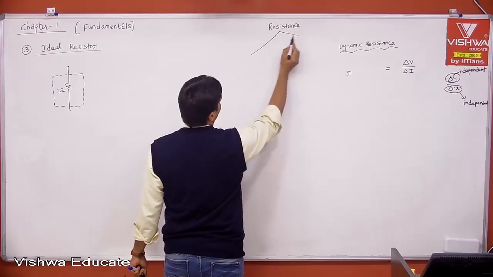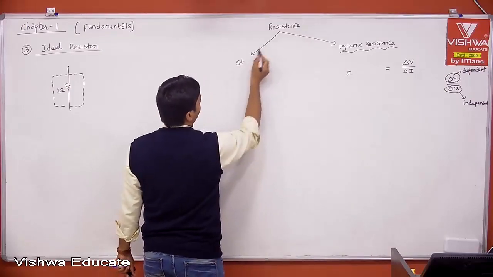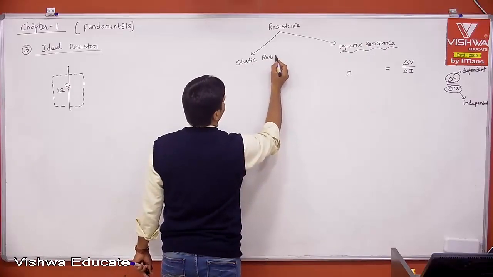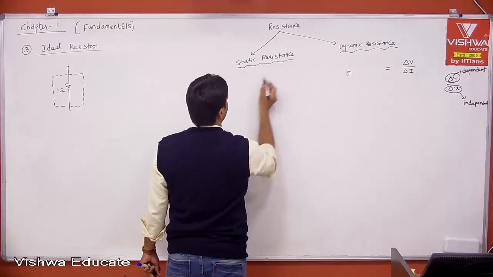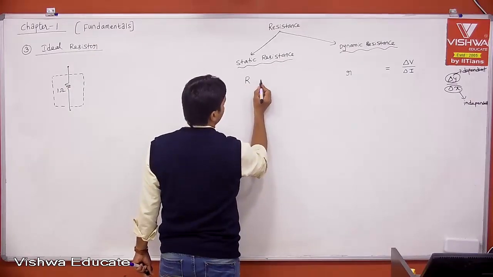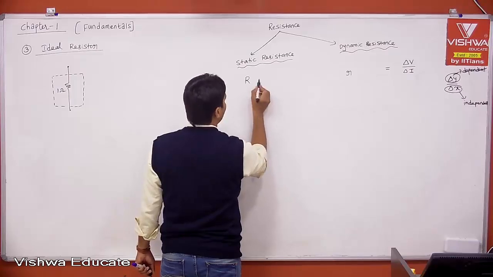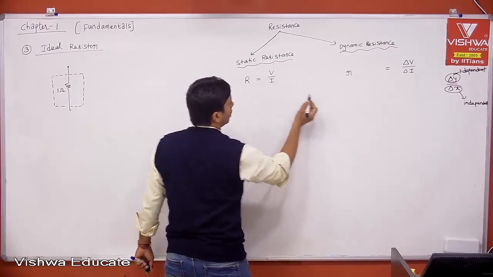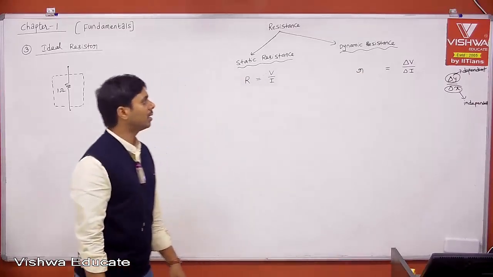Don't write, just listen. I'll give you time to write down. Therefore, as I told, resistance means static resistance or dynamic resistance. Therefore, R static, capital R itself, is static resistance equal to V by I, and small r dynamic is equal to delta V by delta I.